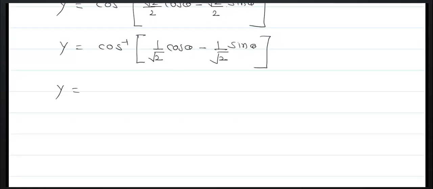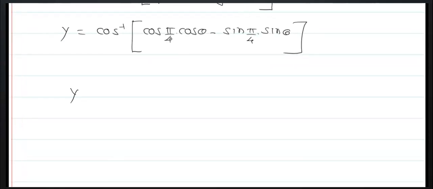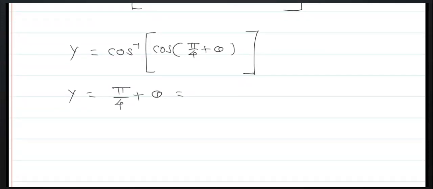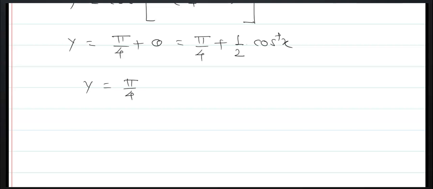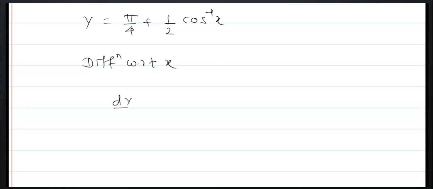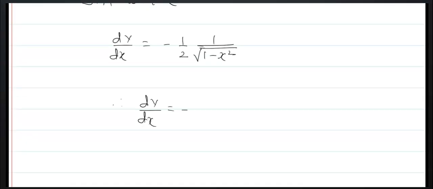Now again this is the expansion of cos inverse of cos of pi by 4 into cos theta minus sin of pi by 4 sin theta. That is cos of pi by 4 plus theta. That is, y is equal to pi by 4 plus theta. But what is theta? Theta is 1 upon 2 cos inverse of x. Therefore y is equal to pi by 4 plus 1 upon 2 cos inverse of x. Differentiate this with respect to x. The derivative of pi by 4 is 0, minus 1 upon 2 root of 1 minus x square. And that's why dy by dx is equal to minus 1 upon 2 root of 1 minus x square.